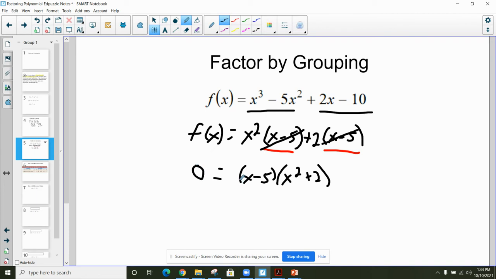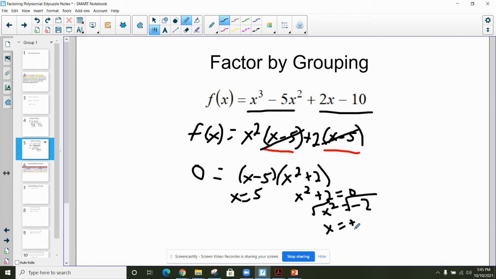So obviously this first one's very easy here. I get x equals 5. So that's one of my x-intercepts, one of my solutions to the 0. And then over here, though, if I set x squared plus 2 equal to 0, I'm going to get an imaginary answer, right? Because if I subtract 2, I get x squared equals negative 2. And then when I square root that, I get plus or minus i radical 2.